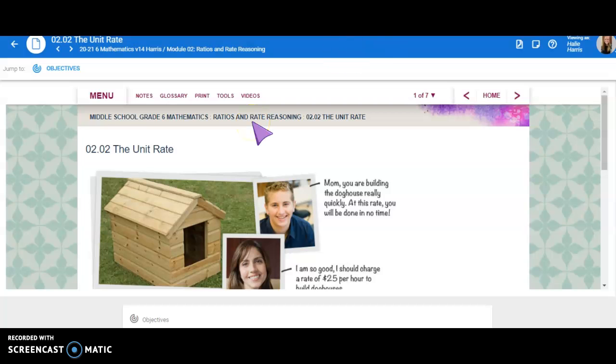Morning. Today we are going to talk about unit rate. This is our skill this week that we are going to cover to prepare for our mid-module check next week. So we're going to start on the first page of this lesson.